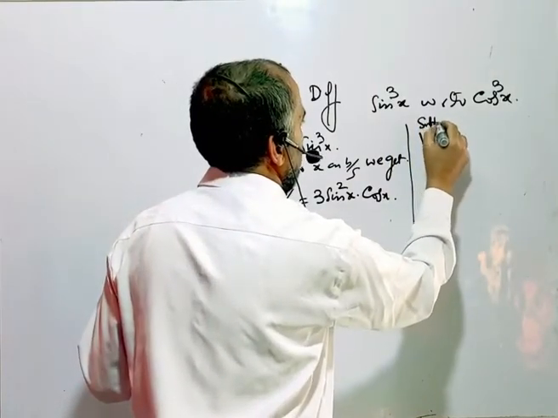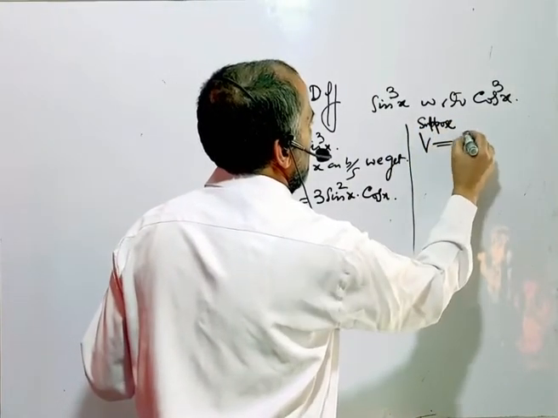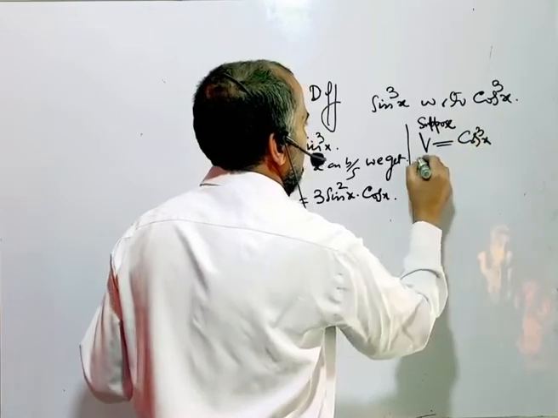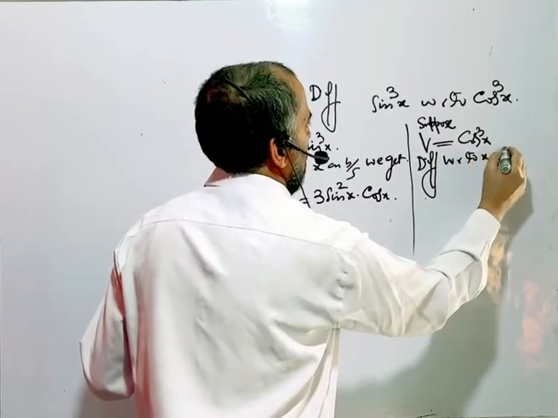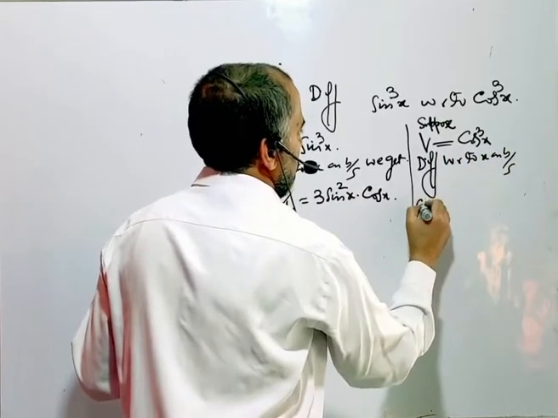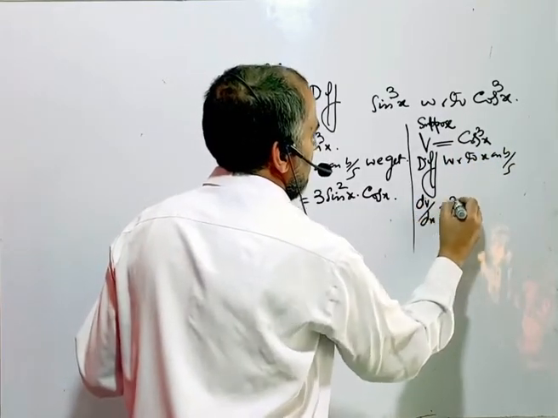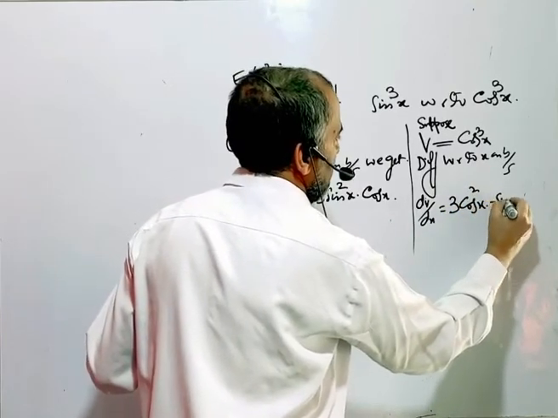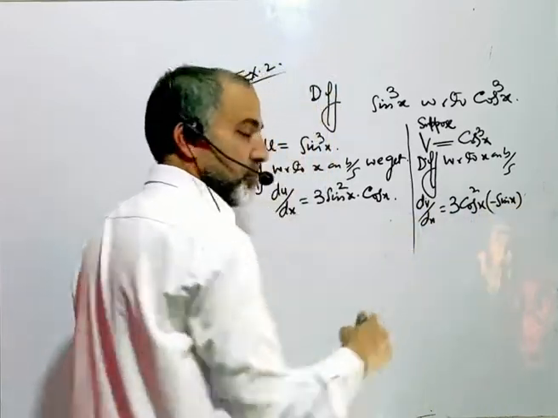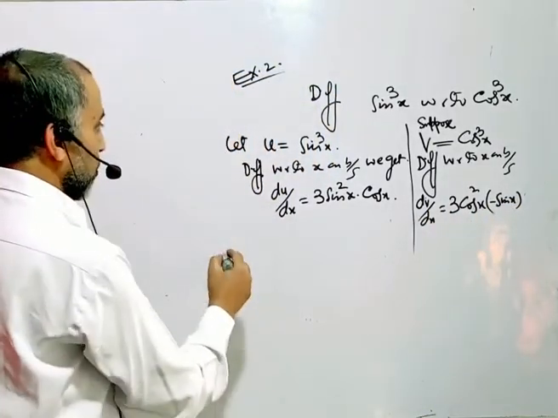In the similar way, suppose v is equal to cos cube x. Differentiate with respect to x on both sides. We get dv by dx. It is thrice cos square x into the derivative of cos x, minus sine of x. No doubt this is a multiple there. Now we'll combine the two.